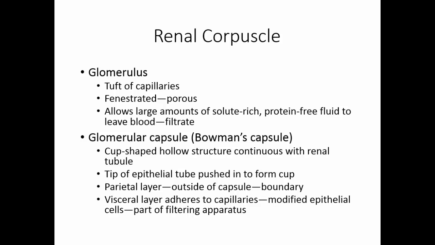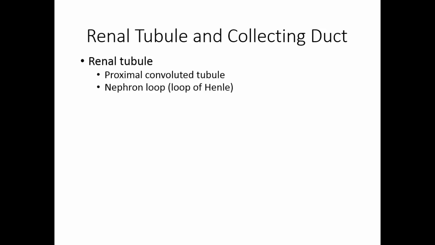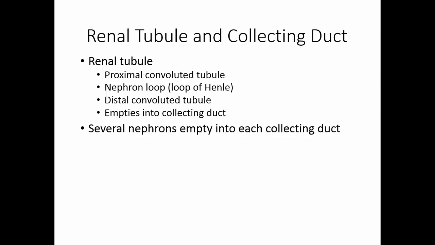This tightly adheres to the capillaries, and there are some special modified epithelial cells that are a part of the blood filtering process. The other part of the nephron is the renal tubule and collecting duct. The renal tubule has a proximal convoluted tubule, a nephron loop or the loop of Henle, and a distal convoluted tubule, and this empties into the collecting duct. Several different nephrons will empty into each collecting duct. The collecting duct is capturing the urine.